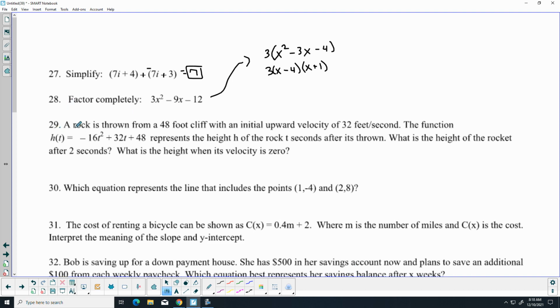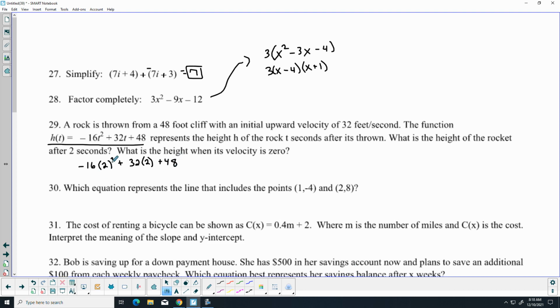All right, 29. A rock is thrown from a 48-foot cliff with an initial upward velocity of 32 feet per second. The function is given right here, and represents the height. What is the height of the rock after 2 seconds? Well, just plug 2 in. Negative 16 times 2 squared plus 32 times 2 plus 48.